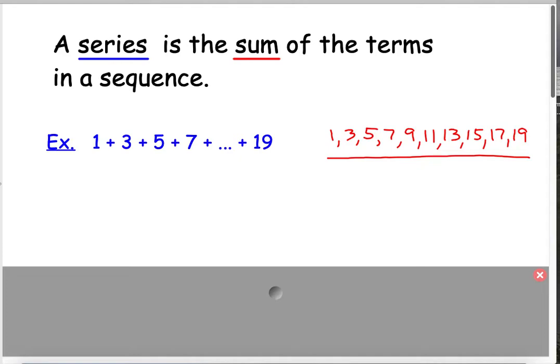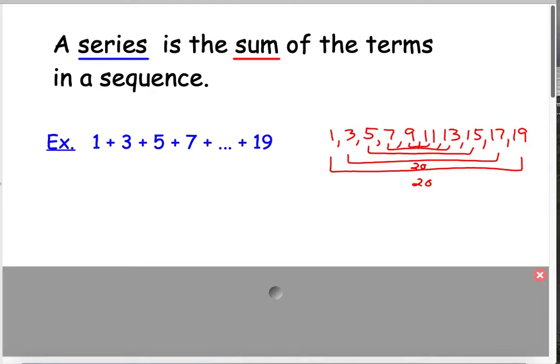Alright, so if we just add all these numbers together, what are we going to get? Well, we could grab a calculator, or we could use our brains a little bit and say, instead of adding 1 to 3 and then 3 to 5, what if I match them up this way? 1 plus 19 is 20, 3 plus 17 is another 20, 5 and 15 is another 20, 7 and 13 is a 20, 9 and 11 is a 20. How many 20s do I have? 1, 2, 3, 4, 5 20s? So that should be equal to 100.